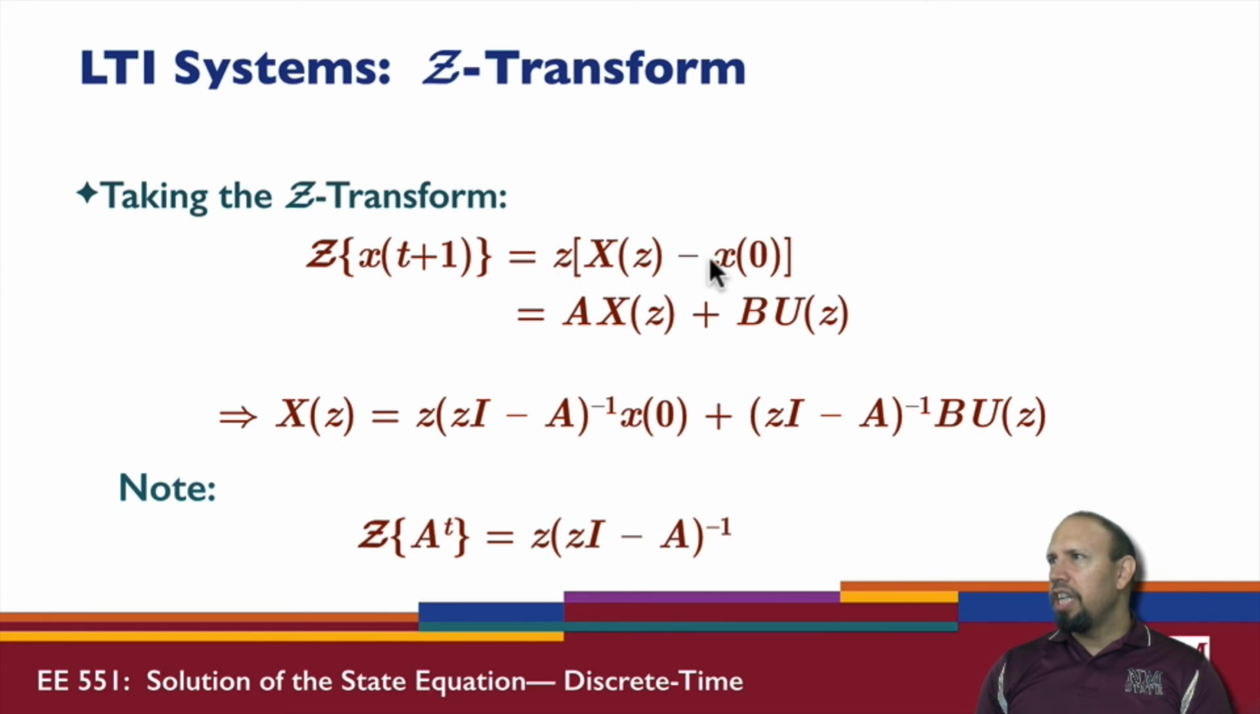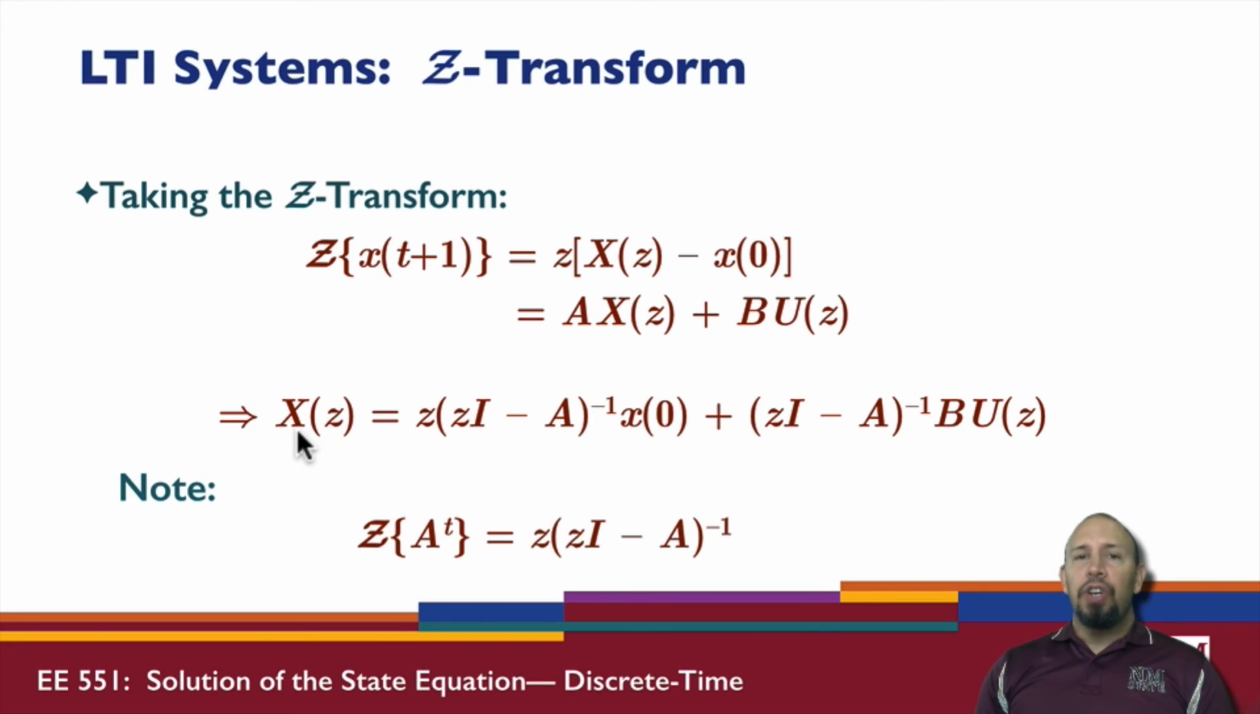Notice I have a z here and an x naught. So I'm going to take this term over to this side, this term over to the other side, solve for x of z, and this is the expression I get. So notice I get zI minus A inverse multiplying both of these terms. This one has a z here because of this.